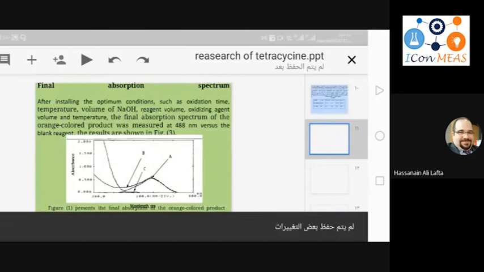Final absorption spectrum. After setting the optimal conditions such as oxidation time, temperature, volume of NaOH, reagent volume, oxidizing agent volume, and temperature, the final absorption spectrum of the orange-colored product was measured at 488 nanometers versus the blank reagent. The results are shown in the figure.